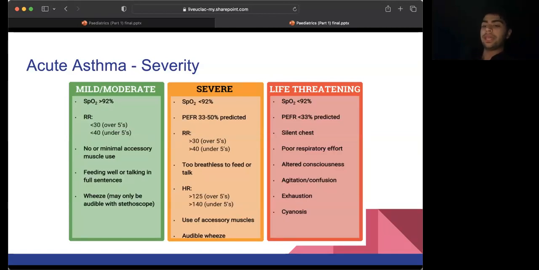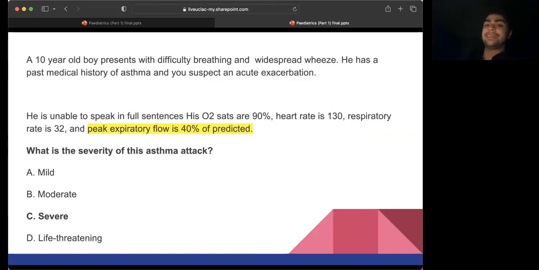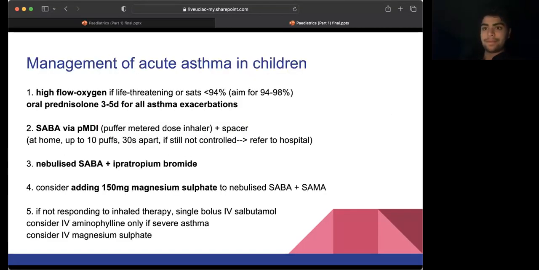So in adults, we get concerned in asthma if the heart rate is above 115, but in children, if they're over 5, it's 125. And if they're under 5, it can be up to 140 before it becomes concerning. So you can read that slide in more detail, and it's worth learning the severity criteria. So if we go to the next slide. Yeah, so it'd be a severe asthma attack. So yeah, that's fine. We can go into the next one.